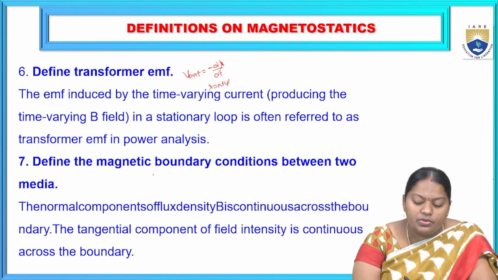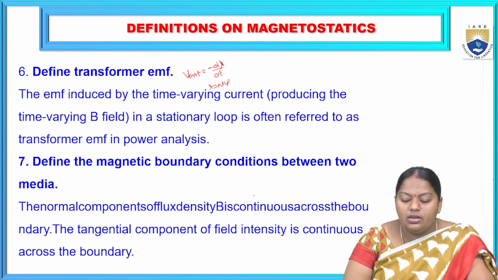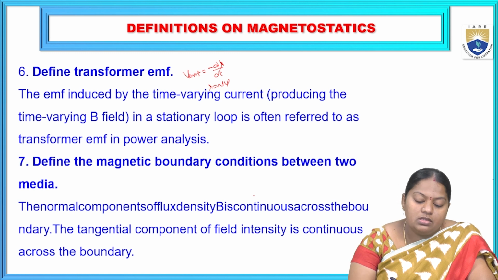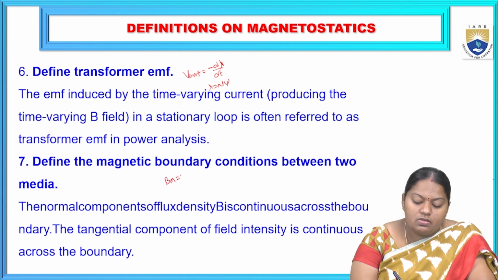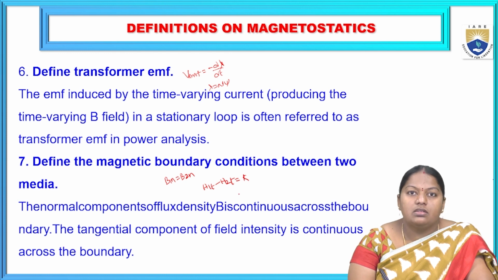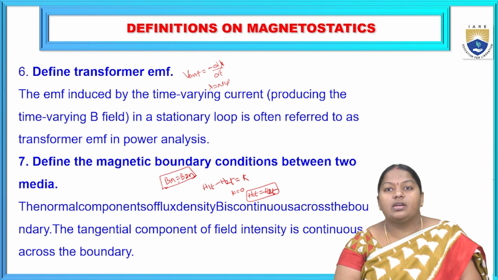Then next, define magnetic boundary conditions between two magnetic media. The normal component of flux density B is continuous across the boundary, and the tangential component of field intensity is continuous across the boundary. So the two boundary conditions in the magnetic fields are given by B1n equal to B2n and H1t minus H2t equal to K, where K is the surface current density. For a boundary free of currents, meaning if K equal to 0, then H1t equal to H2t.